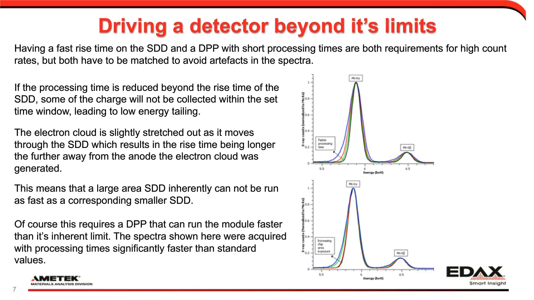That being said, in order to see this, of course, you need a DPP that can run the module faster than its inherent limit. If you have a slow digital pulse processor, you will never see this because you never get close to the limit of the device itself. The spectra I show here, I modified our pulse processor to run significantly faster than anything we ship out. So this is not something you should see on your systems, but it is a limitation in the device technology. We can improve our pulse processors to analyze very, very short amounts of time, but we're still limited by what the actual device can do.